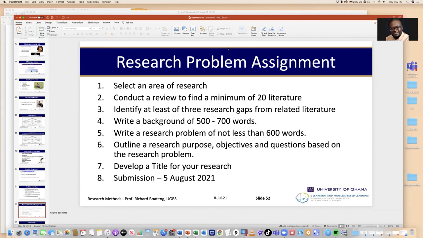So I think you should go back and download a couple of papers and start looking into the papers very well, so you can identify some gaps and use them to write your research problem.